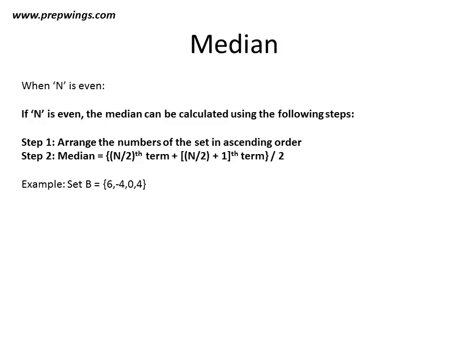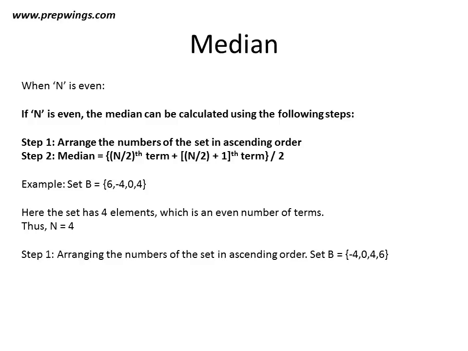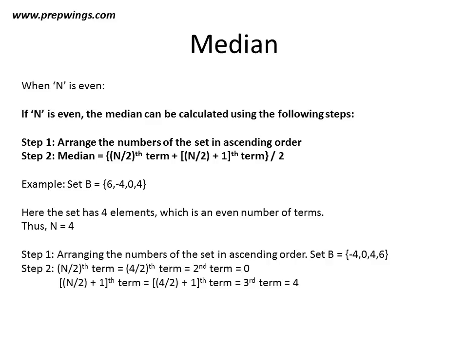We look at an example to understand this. For example, set B is 6, minus 4, 0 and 4. So here there are 4 elements, that means n is equal to 4, which is even. So we'll follow the first step. We'll arrange the numbers of the set in ascending order. So set B will become minus 4, 0, 4 and 6. Now we'll apply step 2 to find the median. The (n by 2)th term, n is 4 here, is the second term. So in set B, minus 4, 0, 4 and 6, the second term is 0.